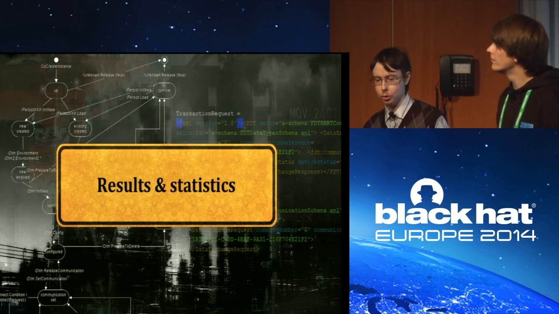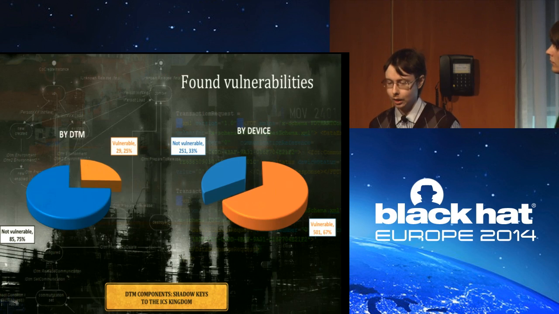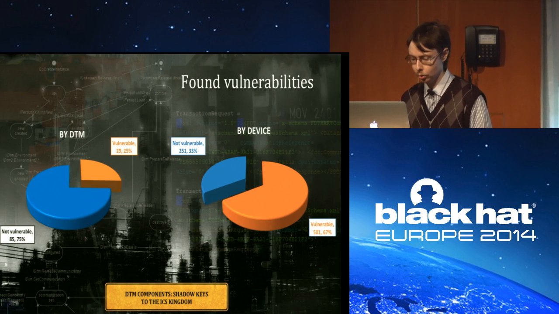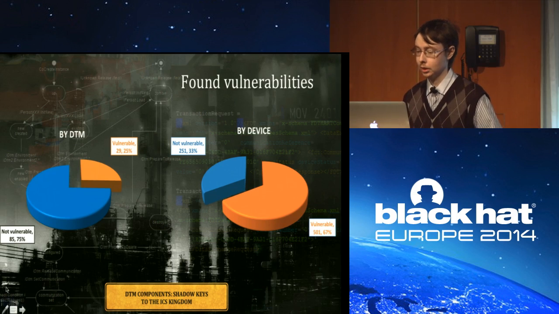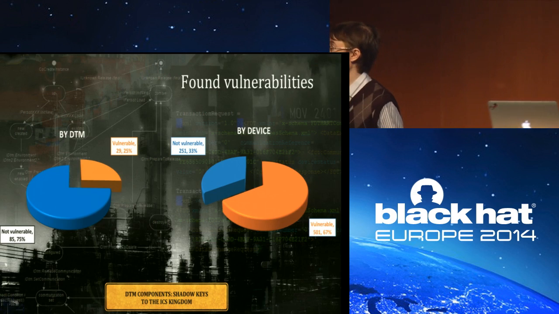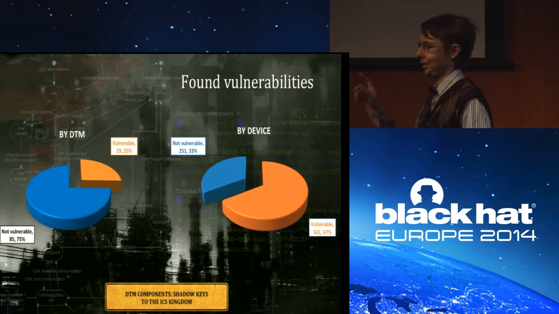Okay, and now it's time to talk about results. I hope you don't get bored. The final result is shown on the picture. As you can see, we have 29 components with vulnerabilities, and the rest are not vulnerable.